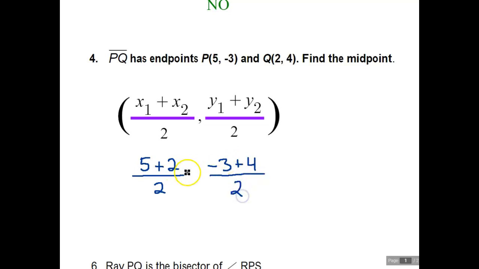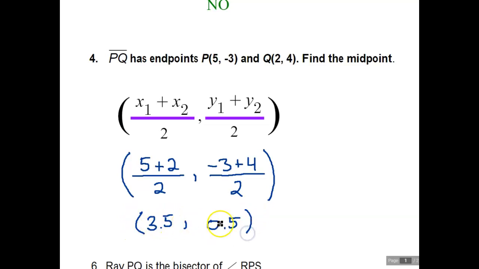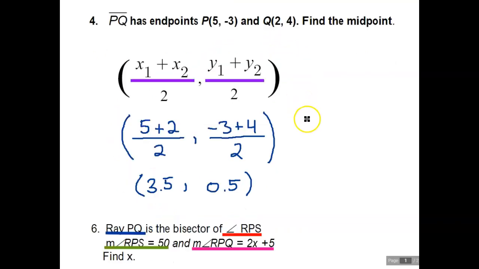And of course, these can be decimals. You always want to write them in coordinate form like this as well. So we have 7 divided by 2, which is 3.5. Then we have -3 plus 4, which is 1. 1 divided by 2 is just 0.5. So that's the middle. If we were to plot this, that's the coordinate in the exact middle of -5, 5, -3, and 2, +4.